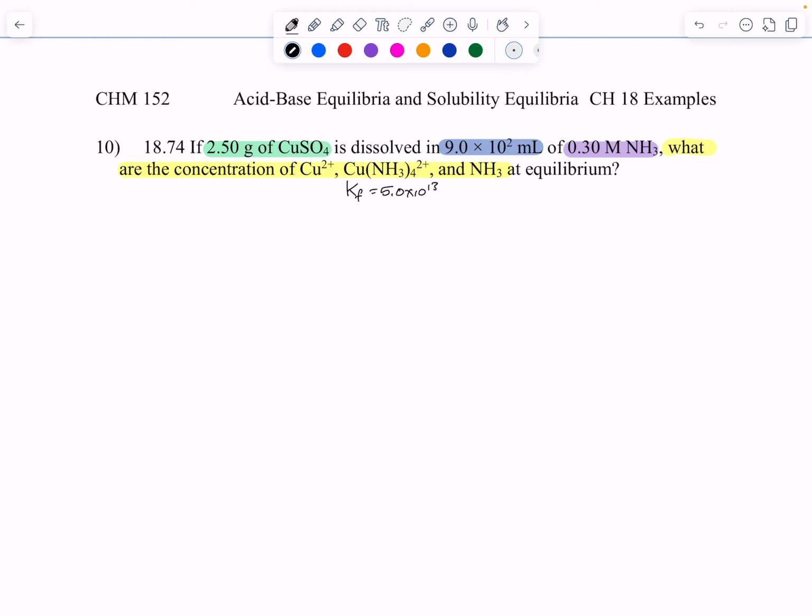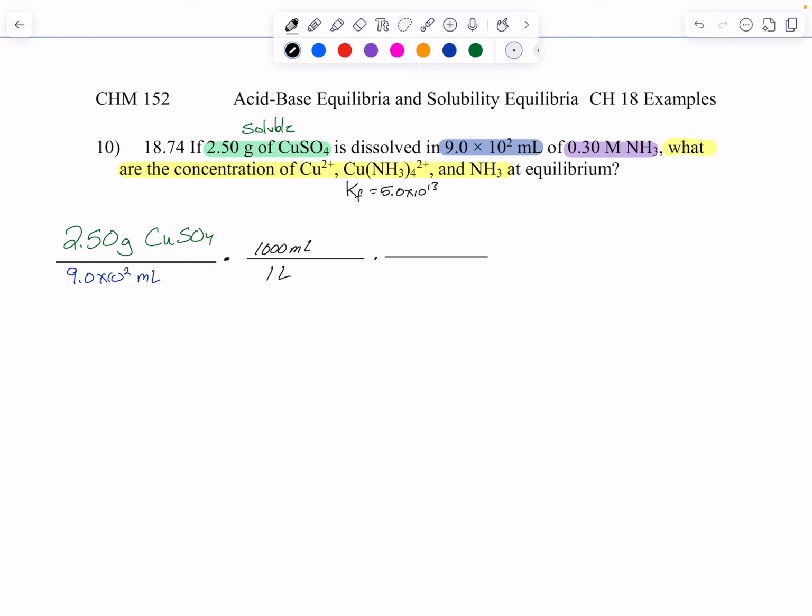Now we're starting off with 2.50 grams of CuSO4, which is soluble. And how would I know that? There's no Kf value or Ksp value for that. Right? And we're going to dissolve that in our 900 milliliters. And we know 1,000 milliliters is 1 liter.